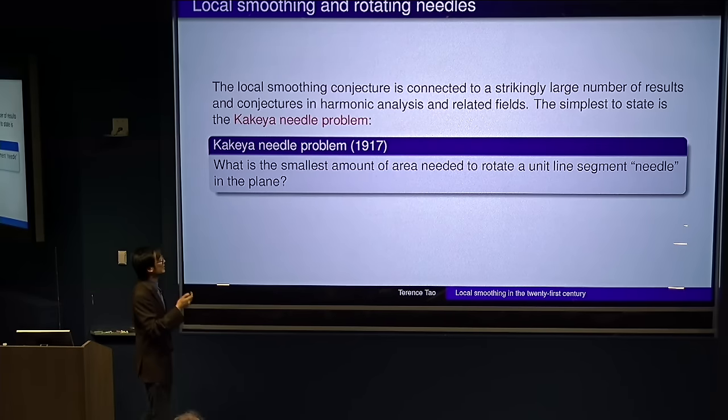And they're tied in particular to a very classical problem called the Kakeya needle problem. It's the following problem: if you take a unit needle in the plane, and you want to turn it around by 180 degrees. You want to rotate a needle on a plane. The question is, what's the smallest amount of area you need in order to turn a needle around?